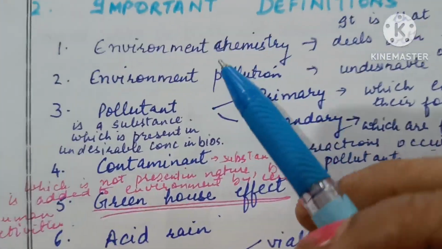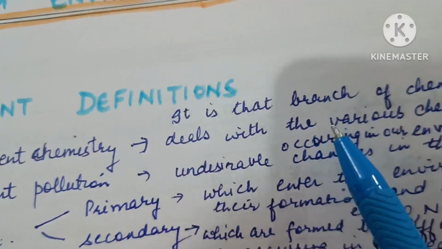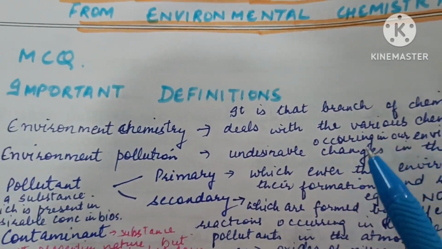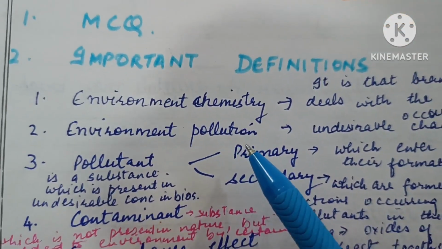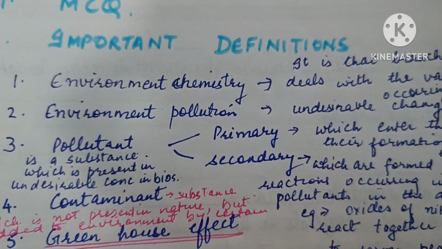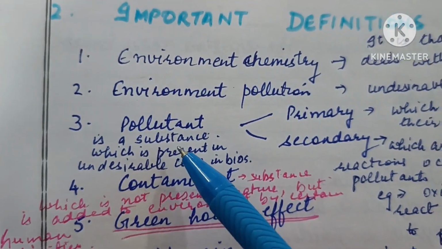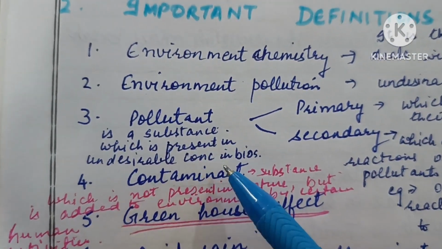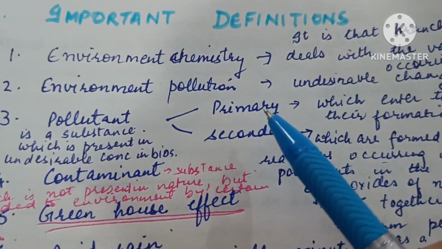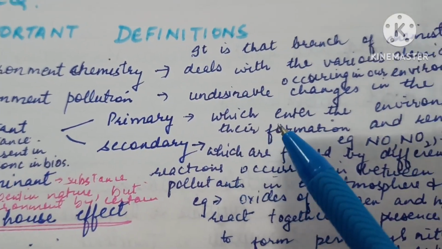Important definitions. Environmental chemistry is that branch of chemistry that deals with various chemical phenomena occurring in our environment. Environmental pollution: undesirable changes in the atmosphere lead to environmental pollution. A pollutant is a substance which is present in undesirable concentration in the biosphere. Pollutants are of two types, primary and secondary pollutants.